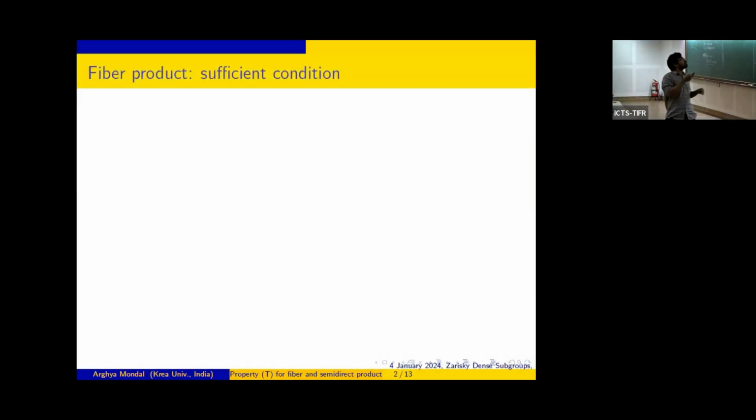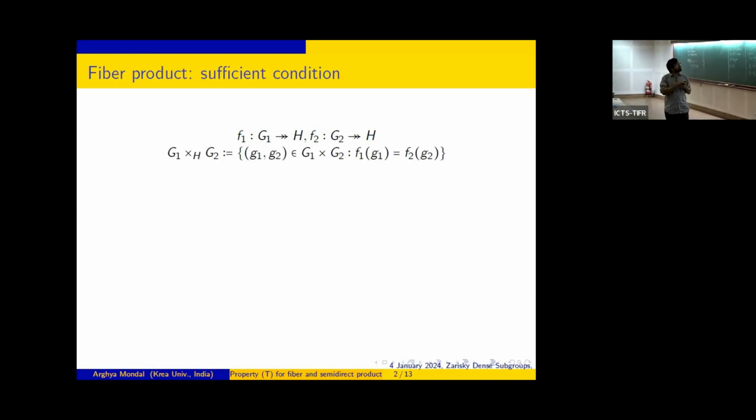Let me begin by reminding you what the fiber product is. Suppose you have two surjective group homomorphisms, and then you can take a fiber product, which is basically to take a point of the group H, look at the two fibers of the two homomorphisms, take their product, and take the union over all points of H. That gives you the fiber product. In the particular case when the group H is trivial, you get the usual product.